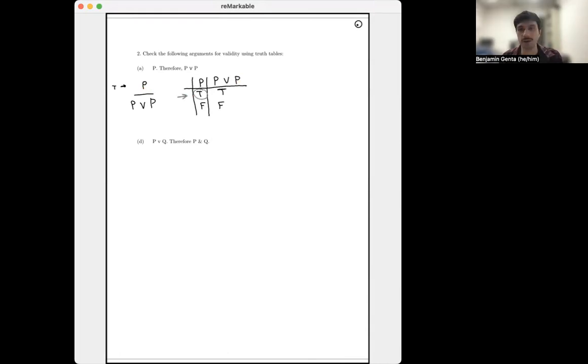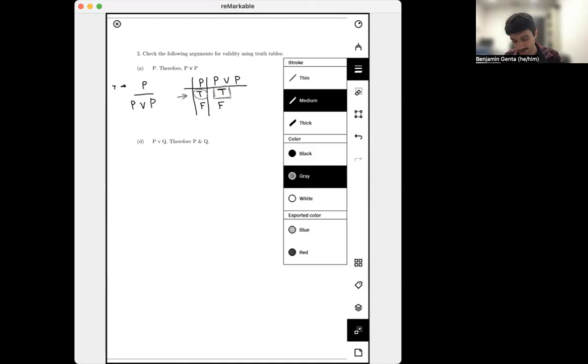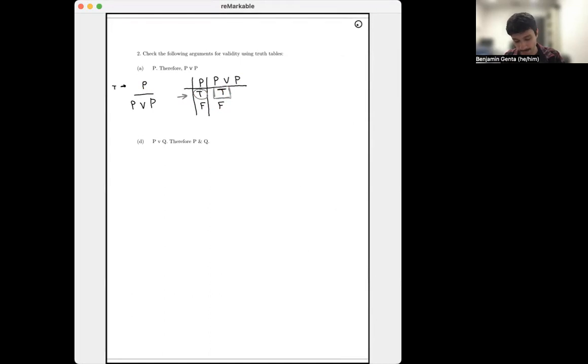So is it valid or not? Take a second. And yes, it is valid because the conclusion is true, and it's impossible for the conclusion to be false given that the premises are true. If the premise is false, then the conclusion is false, but we don't care about that to determine validity. So it is valid, and we have checked it. Good.